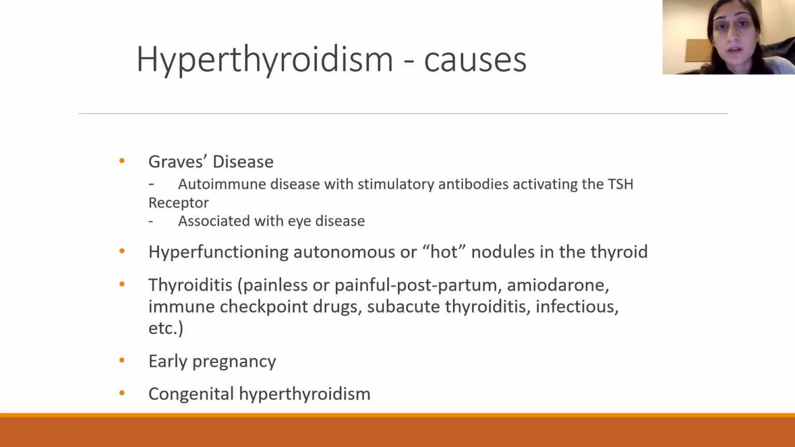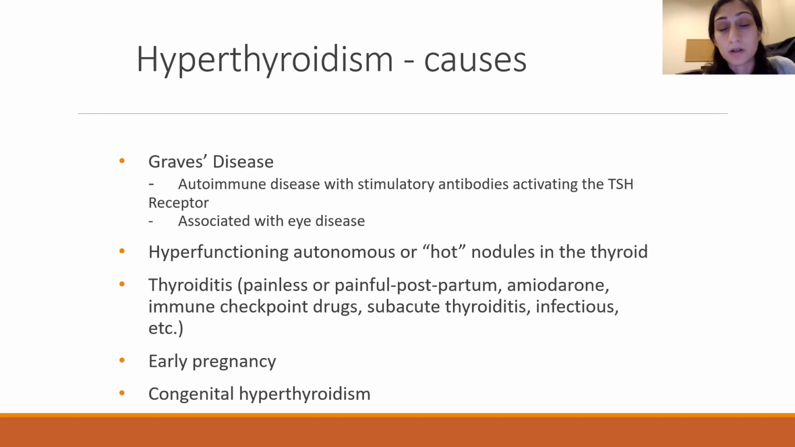I generally think of 3 main causes when a patient comes in with hyperthyroidism, and I'm trying to figure out which of the 3 it is. Is it Graves' disease, that autoimmune problem? Is it a hyperfunctioning or hot nodule, or is it thyroiditis? There can be multiple causes of thyroiditis, but you can basically have painless thyroiditis, or a thyroiditis caused by the immune checkpoint inhibitors that we mentioned earlier, or subacute thyroiditis. So those are the 3 buckets that I think about when a patient comes in with hyperthyroidism. And we'll talk about how to sort that out.